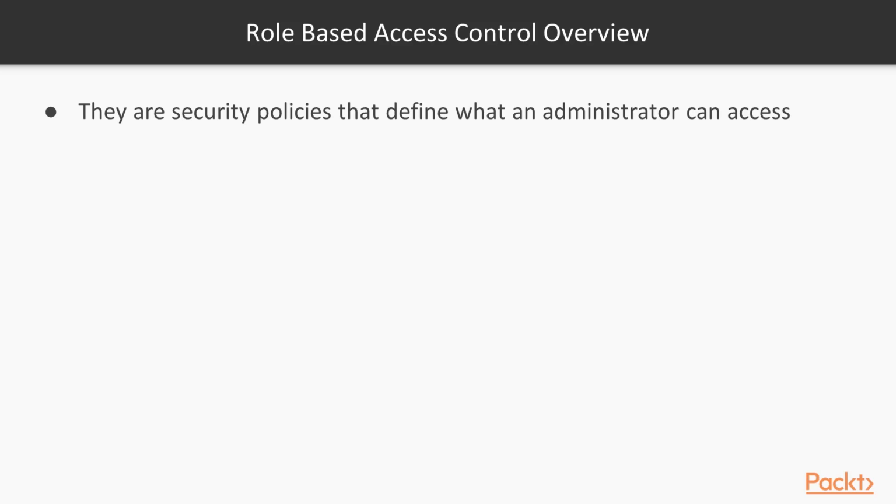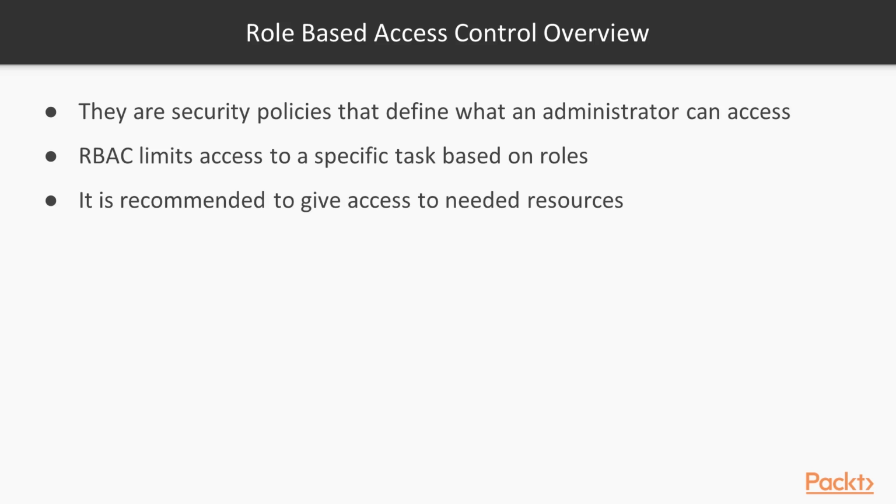Role-based access control are security policies that define what an administrator can access and what she or he can do. RBAC limits access to a specific task based on roles and allows more control of the permissions that are given to administrators. When it comes to security and permissions, it is recommended to give access to the needed resources only.